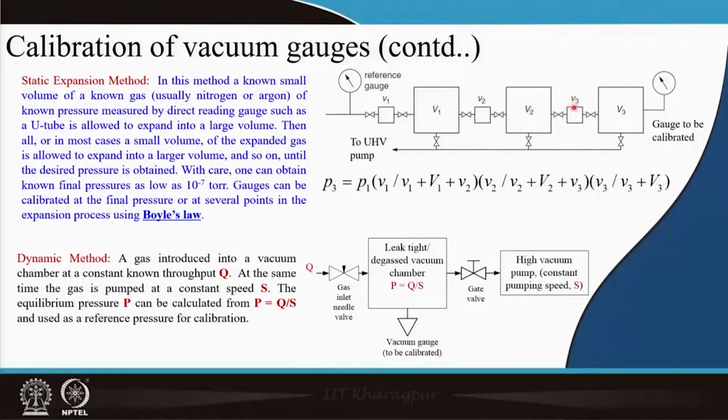So, all that you need to do is, for example, in the static expansion method, the gauge to be calibrated is connected here, and there will be multiple volumes which are maintained at ultra high vacuum by a constant ultra high vacuum pump initially. Close the valves. These chambers should be of such high quality that there should not be any leak, there should not be any degassing. In between there will be isolating walls, and small chambers which are also evacuated and sealed. So, all these are various chambers, basically very high purity quality chambers.